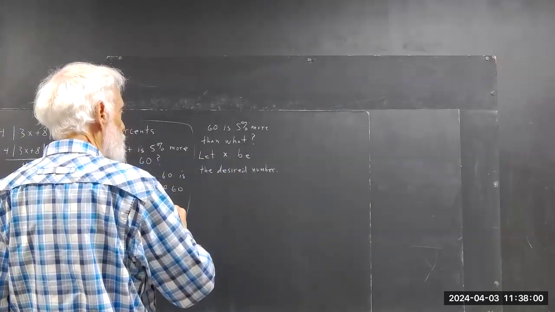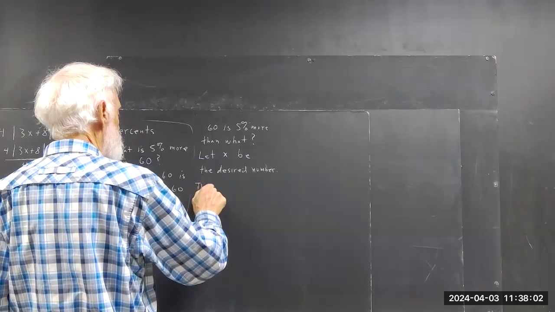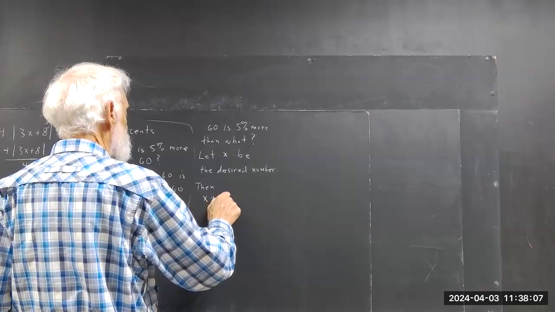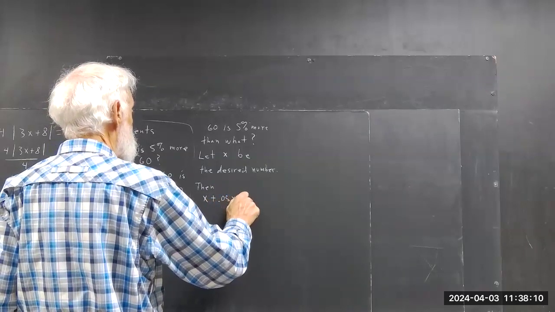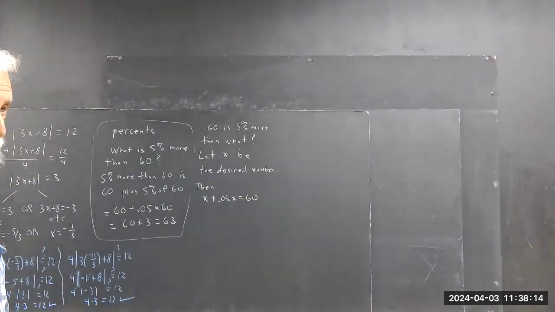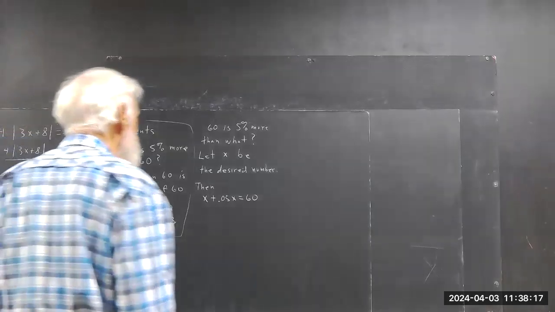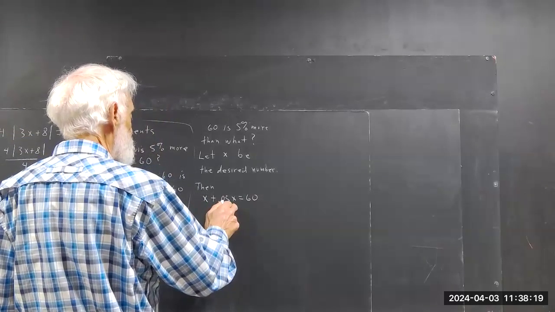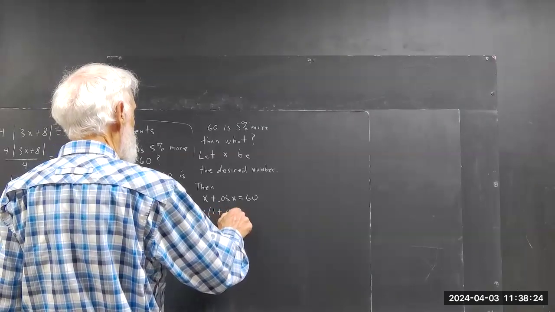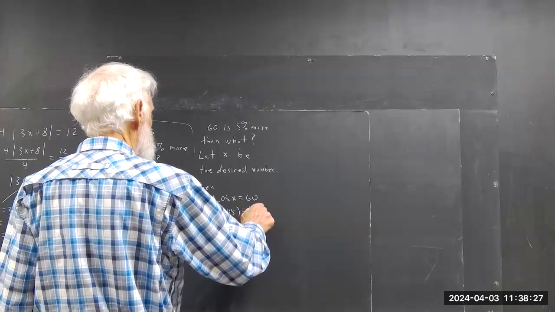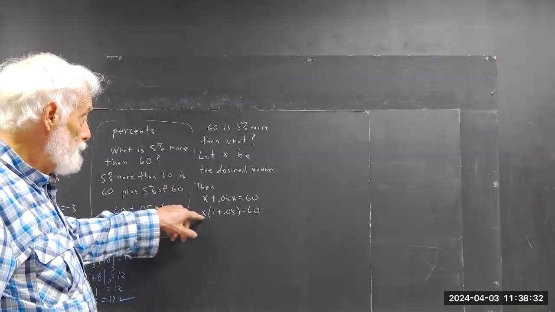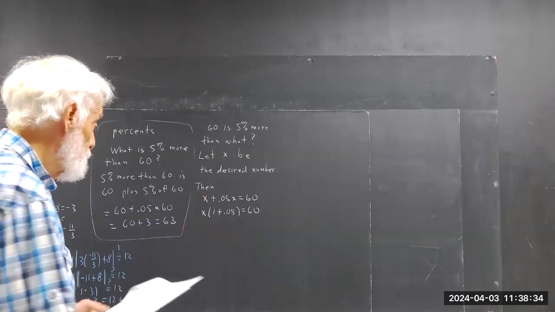Okay, let X be the desired number. Then X plus 5% of X has to equal 60. Well, X plus 5% of X is the same as X multiplied by 1 plus 0.05. That's just the distributive law. X times 1 is X. X times 0.05 is 0.05X.